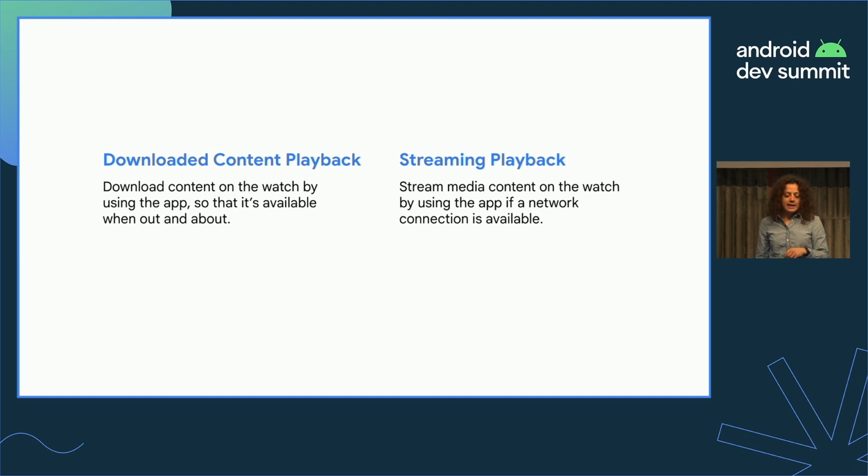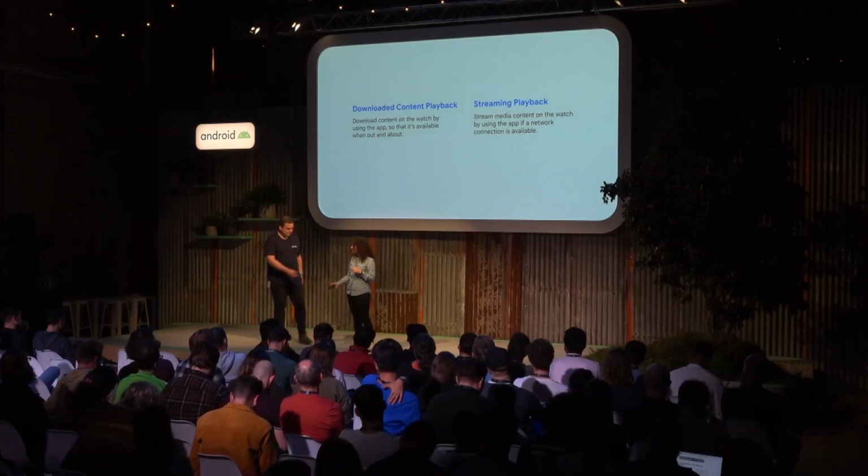The second way is by streaming media content on the watch. Say you're out and about and you want to listen to the latest episode of a podcast series that wasn't available when you left home. For streaming, you will need an available network connection, such as an LTE plan. Now that we know what is the media critical journey on Wear, I will pass it over to Yuri to learn more about the Wear Media Toolkit.